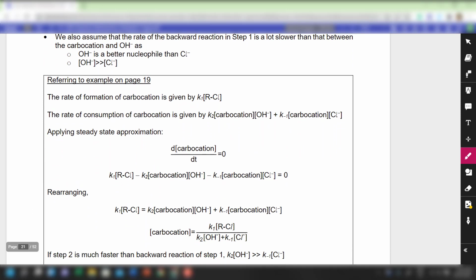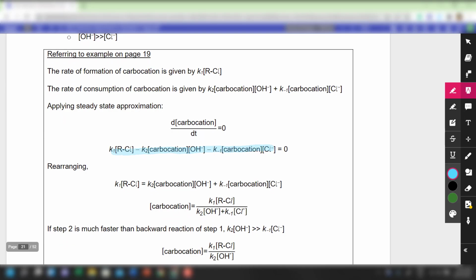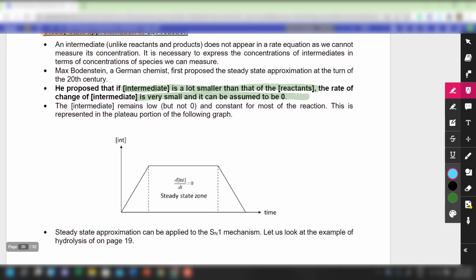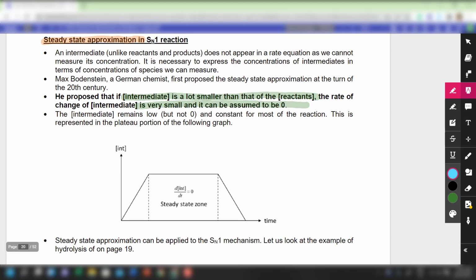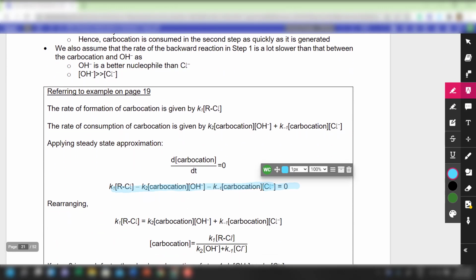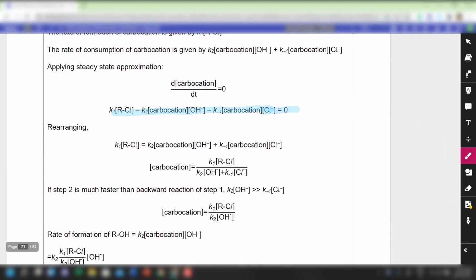In fact, I have shown you already. If you recall, I have already showcased this to you. The only thing I didn't show you is equating it to 0, which I explained to you on page 20. Why do we need to equate it to 0? Because of the steady state approximation. So the rate of change in the concentration of the intermediate is close to 0. This has a very important consequence.